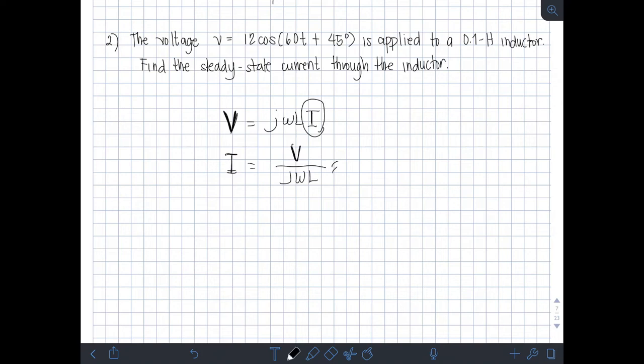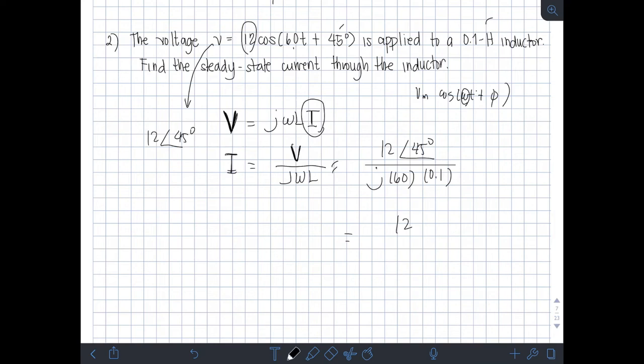So, transform natin itong V in time domain into phasor form. So, yung magnitude niya na 12, then angle, kung ano yung phase angle niya, 45 degree. So, 12 angle 45 degree divided by J omega. Ano si omega? So, diba, ang form natin ng sinusoid is V sub M cosine omega T plus phi. So, yung omega nakatime sa T, which is 60. So, therefore, multiply natin sa 60 and then yung L na given na 0.1 Henry. So, ilan to? 12 angle 45 degree divided by 60 times 0.1 is 6. So, parang J6.